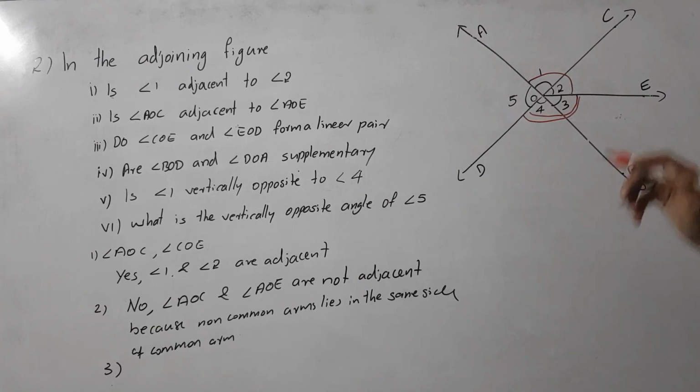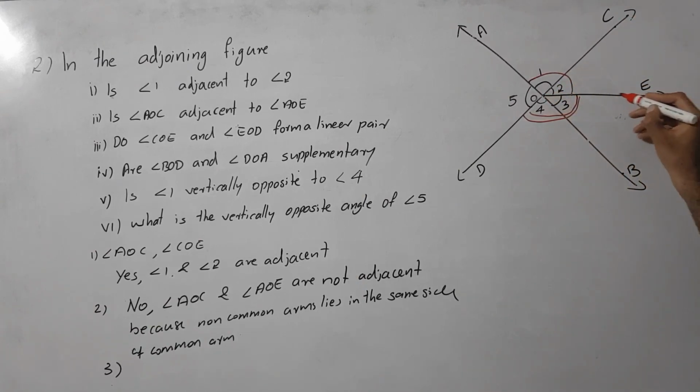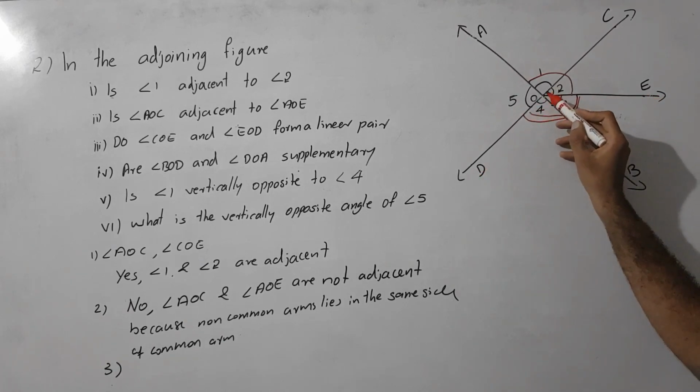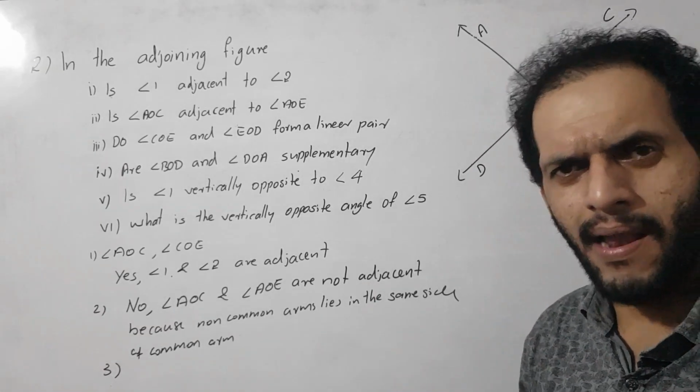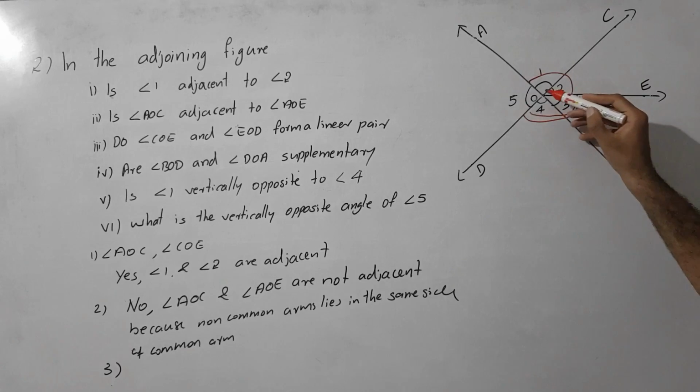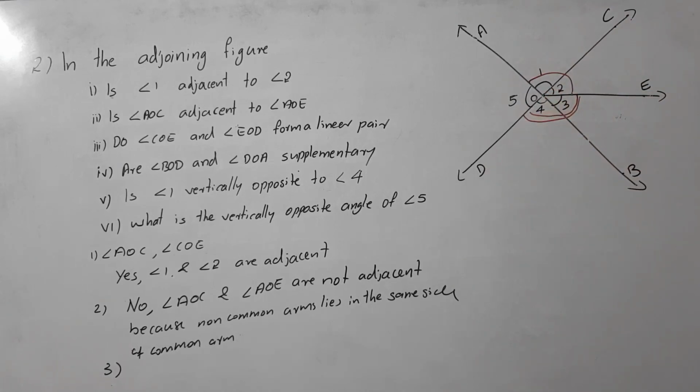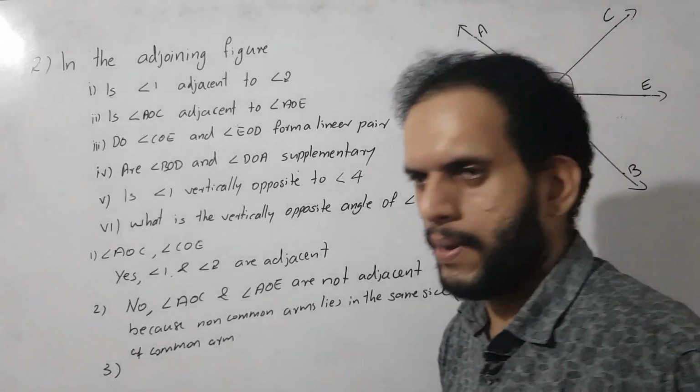Then first we check angle COE and EOD. What is the common arm? The common arm is OE. Correct. What are the non-common arms? OC and OD. If OC and OD form a line, yes, it is very clear in the figure, OC and OD form a line. Then angle COE and angle EOD form a linear pair.